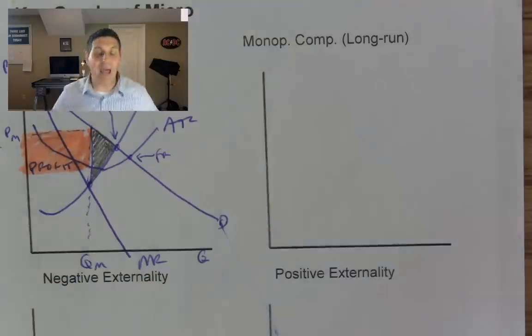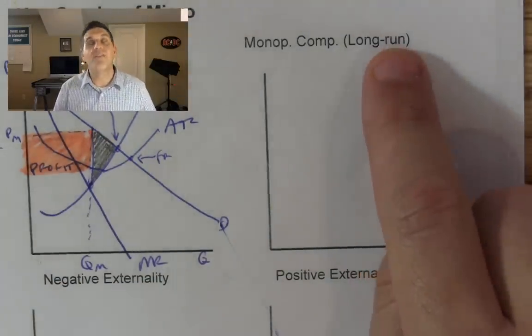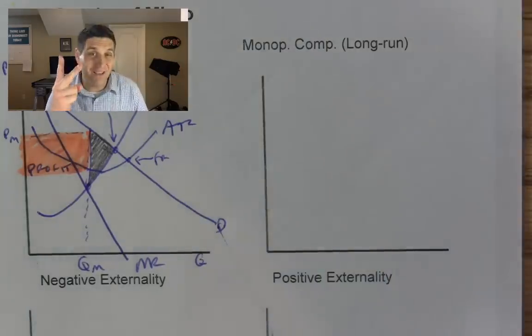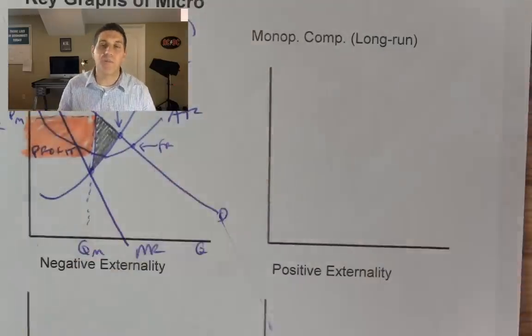Ladies and gentlemen, it's time for monopolistic competition. Can you show what it looks like in the long run? The vast majority of the time, in last year's AP test, 2 multiple choice questions. If you just understand what the graph looks like, you got it. So what does a monopolistic competitive firm look like in the long run?